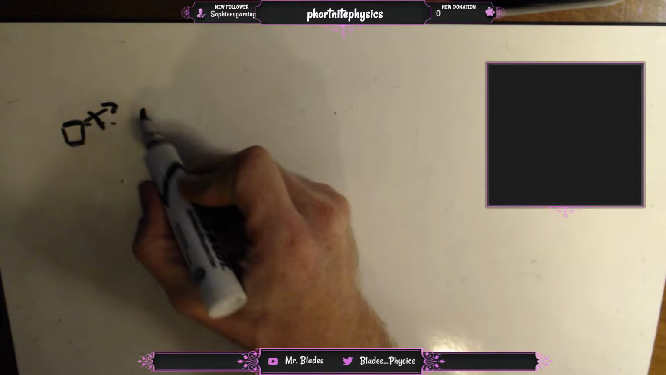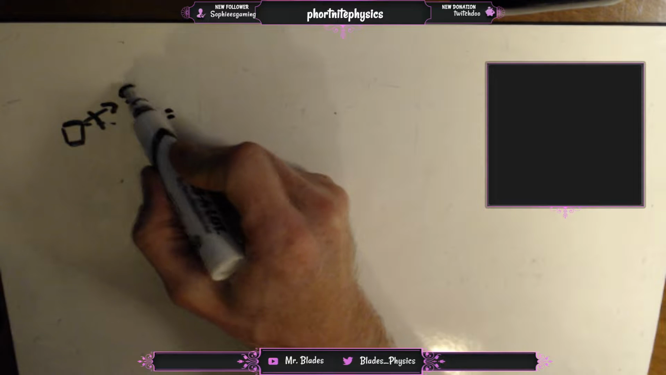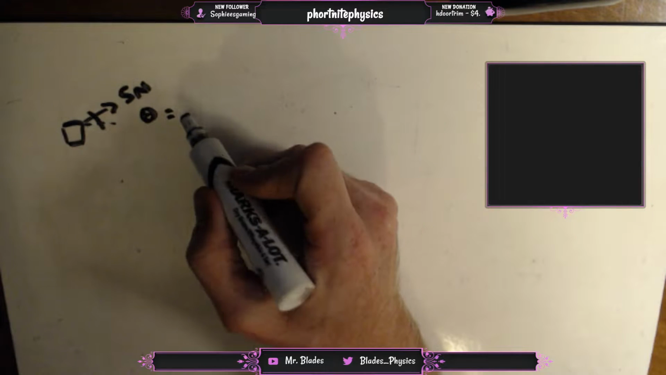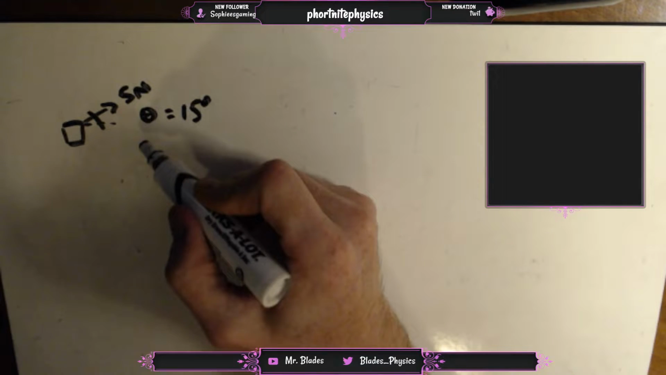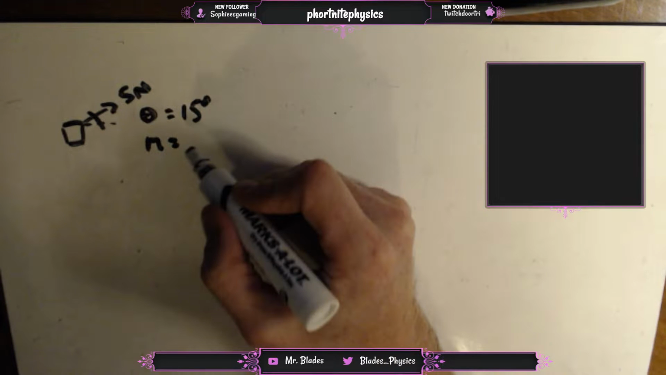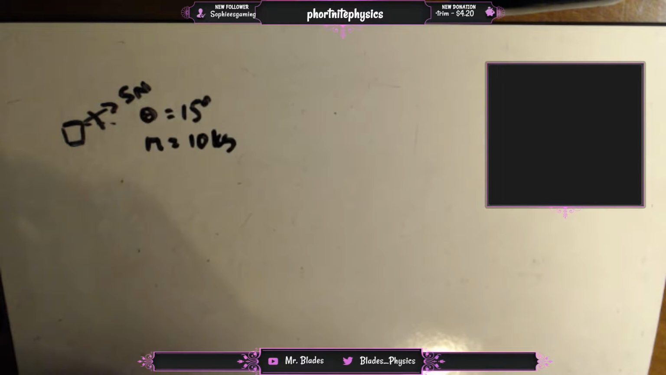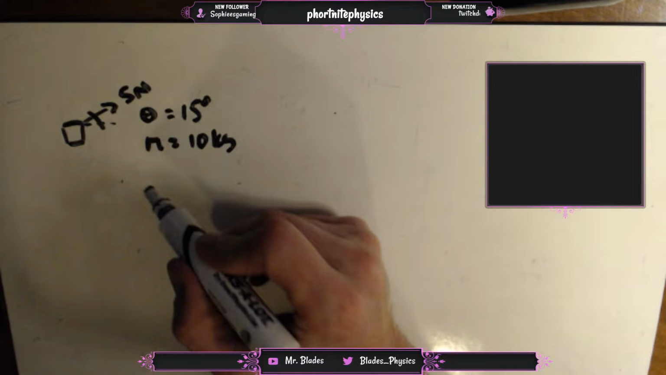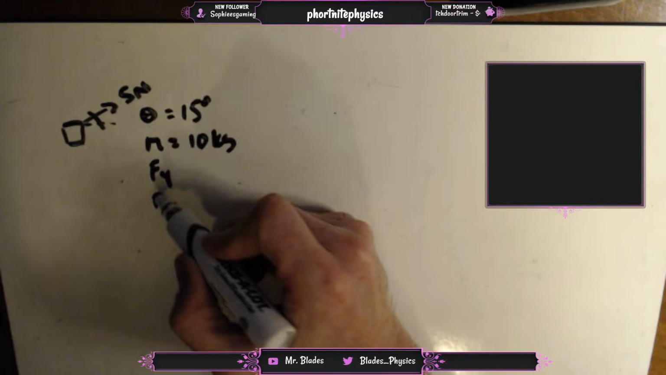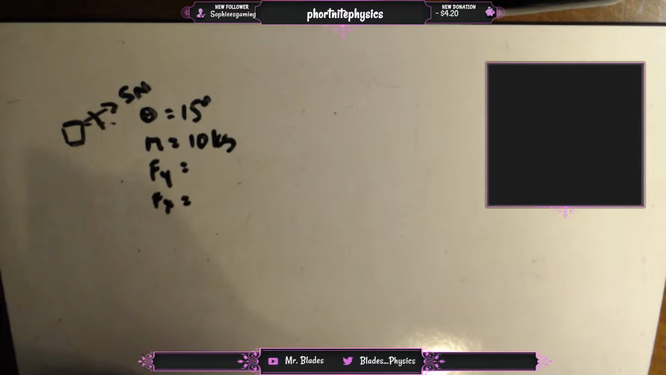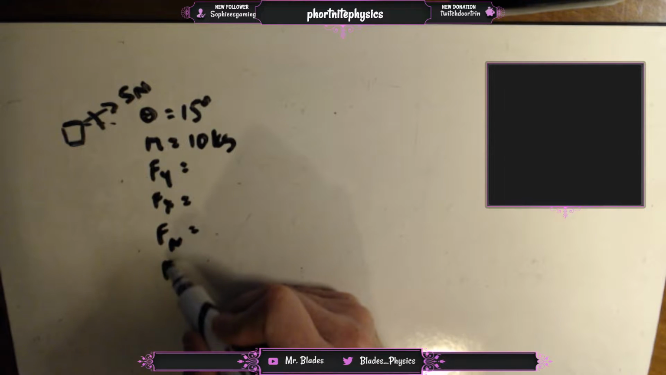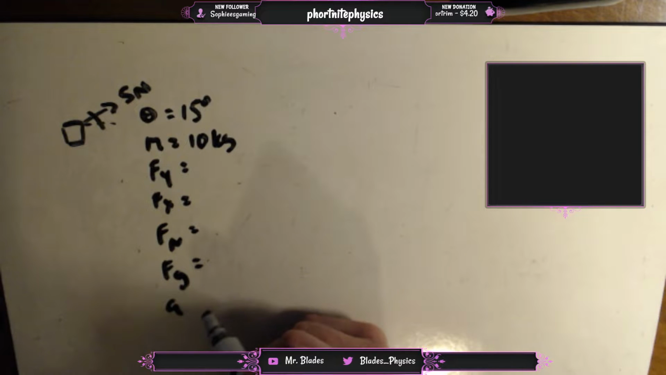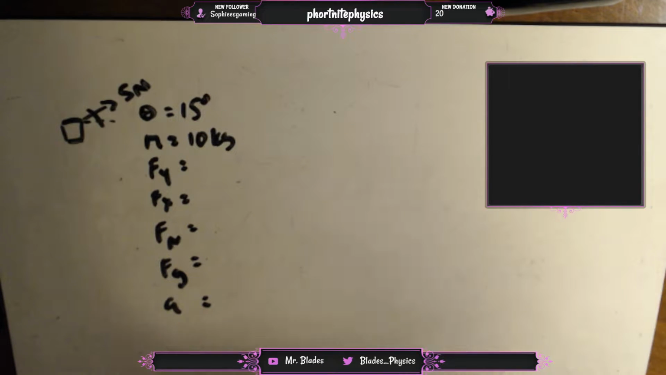A force is applied at an angle. Let's say a 5 Newton force is applied at an angle of 15 degrees. The mass of the box is equal to 10 kilograms. Okay? I want to know what the y and x components of the force are, and what the normal force, gravity, and acceleration are for this whole thing.